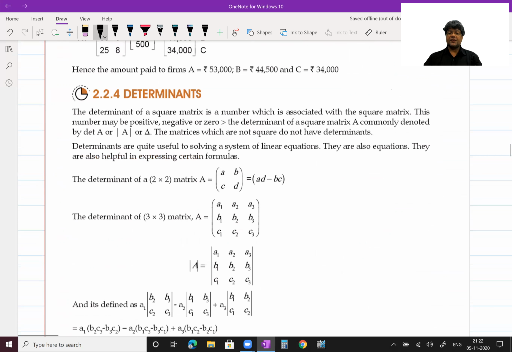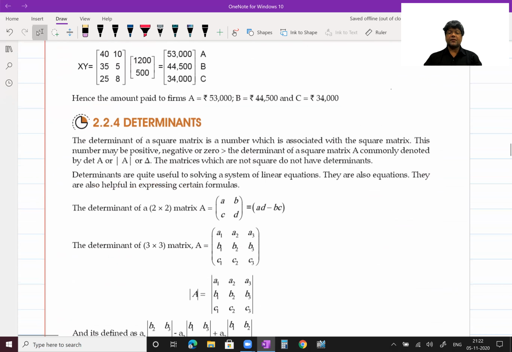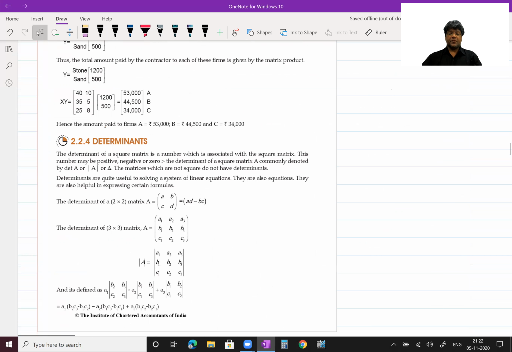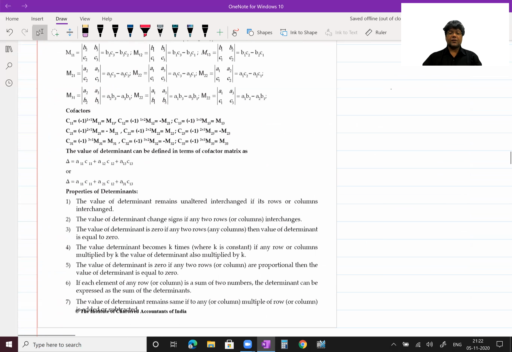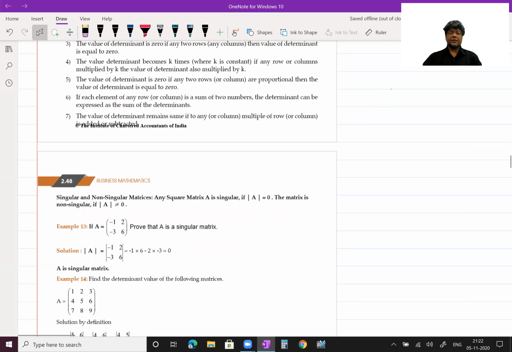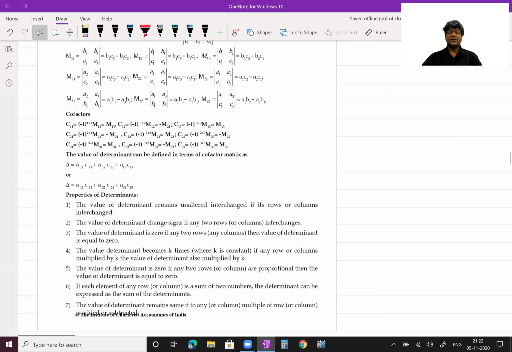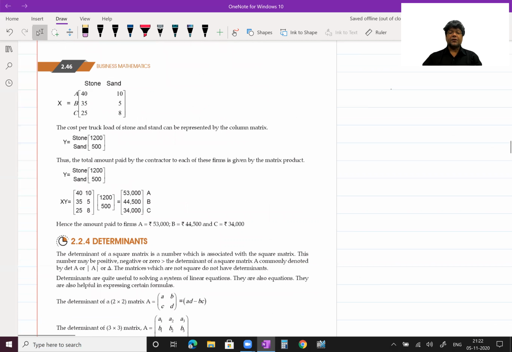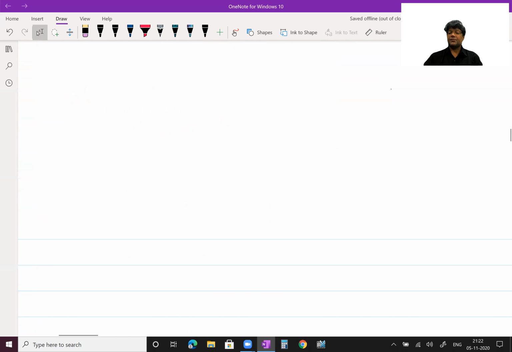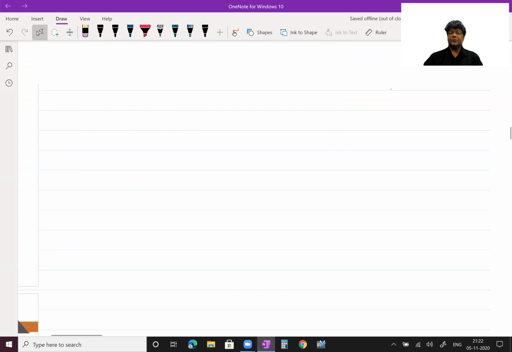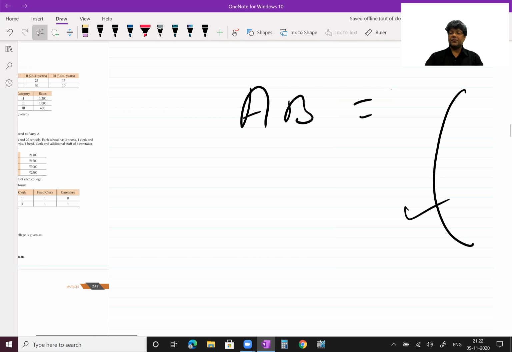Easy question, guys. Determinant. Determinant means it will be a number. I'll come to this determinant later. Cofactors, properties of determinant. Okay, fine. Let's see. Determinant of a matrix means it will be a value.